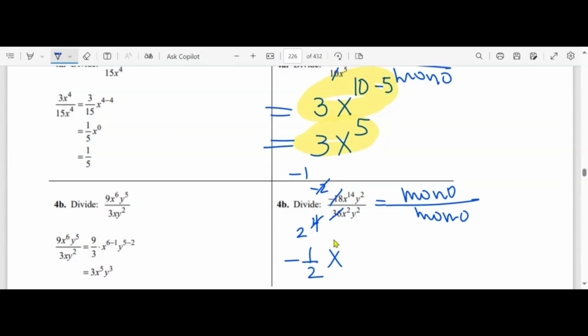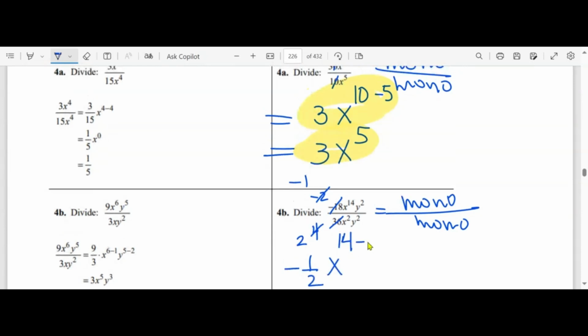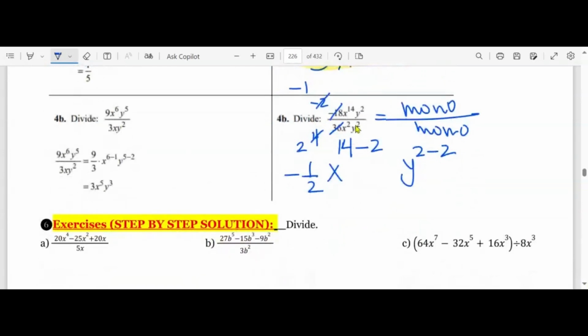Now what about x's? I have 14 minus 2. And y, 2 minus 2. You're going to tell me why it's minus. Because when you bring the 2 up, you have to take the minus sign. So take away 2 from 14. What's the answer? 12. Take away 2 from 2.